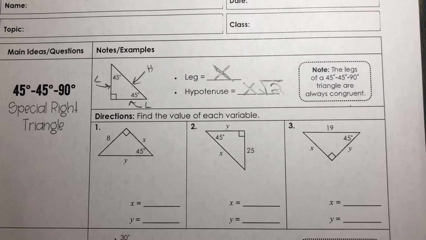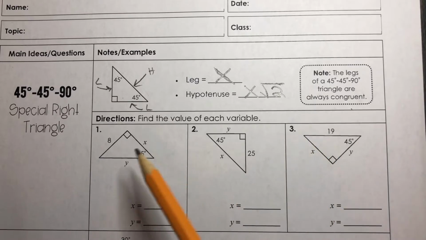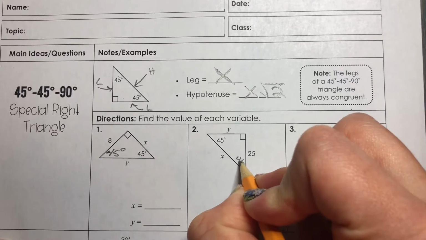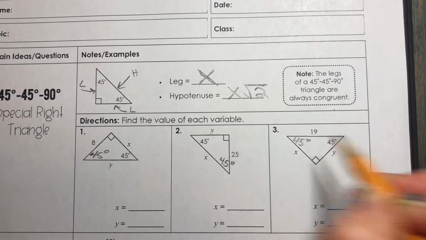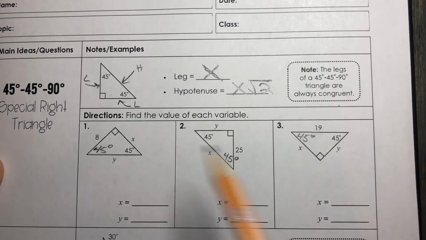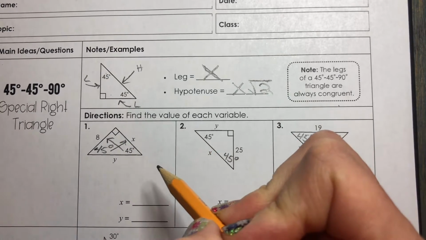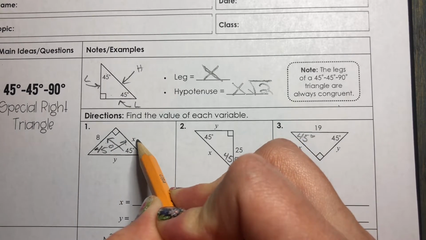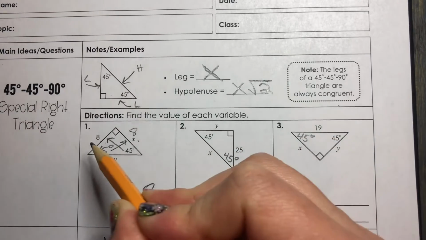All right, it says find the value of each variable. Looks like we've got an x and a y in each problem. Now all of these are right triangles. All of these are 45, 45, 90 triangles. So I'm going to label the other 45 in there because we know that our little box means our right angle. So then we have a 45-degree angle there. Now again, the legs in this type of triangle are always going to be congruent. So the sides that are across from the 45-degree angles, those are your legs, and they're going to be the exact same thing. So if this leg is 8, this leg also has to be 8, which means x is just 8. It's congruent with the other leg.